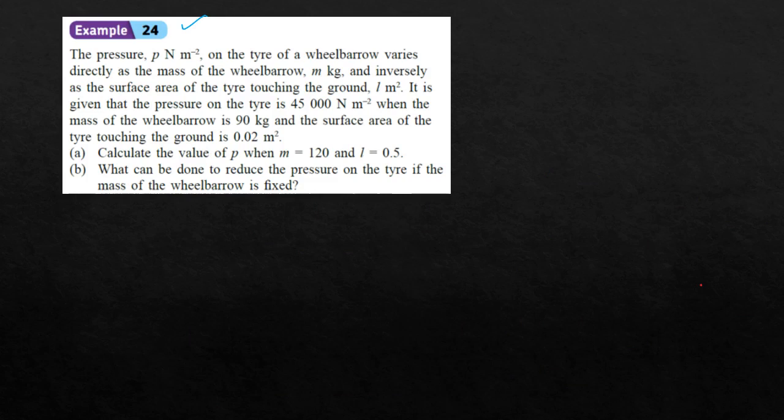Okay, let's do example 24, the final part of combined variation. The pressure P, Newton per meter square, of the tire of a wheelbarrow varies directly as the mass of the wheelbarrow M, and inversely as the surface area of the tire touching the ground, that is L, your surface area. So it is given that the pressure is 45,000 Newton per meter square.